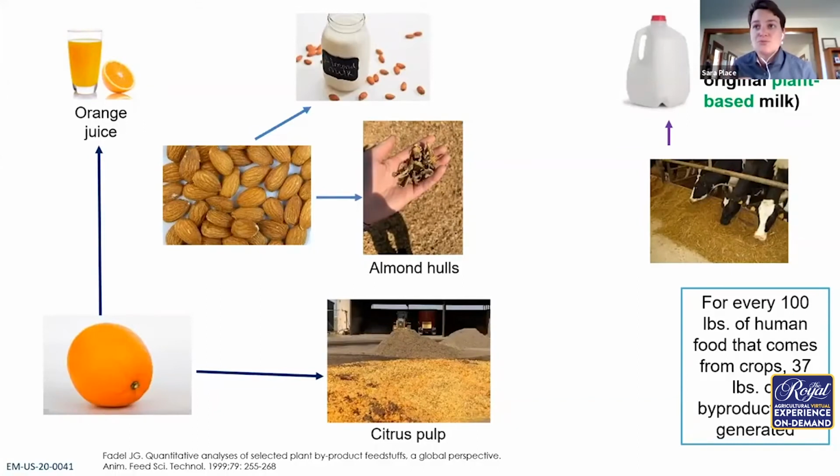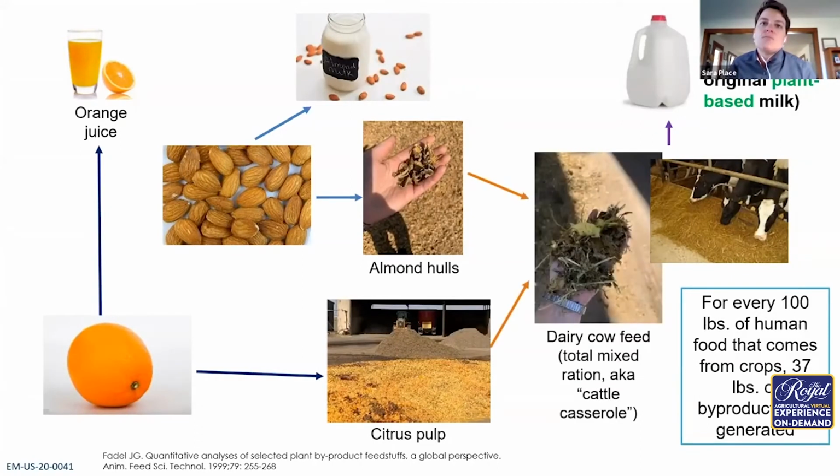Essentially, we humans can't eat all parts of the plants. We eat parts of them, and then there are leftovers that often go to livestock feed. In this case, we have almond hulls and citrus pulp. Both of those can be constituents of what we call total mixed rations in agriculture, or cattle casseroles, you can think of it as. The animals consume them, and then they produce milk. So they eat plants, they produce milk. We also have these other plant-based products. Again, all good choices, they all work together.